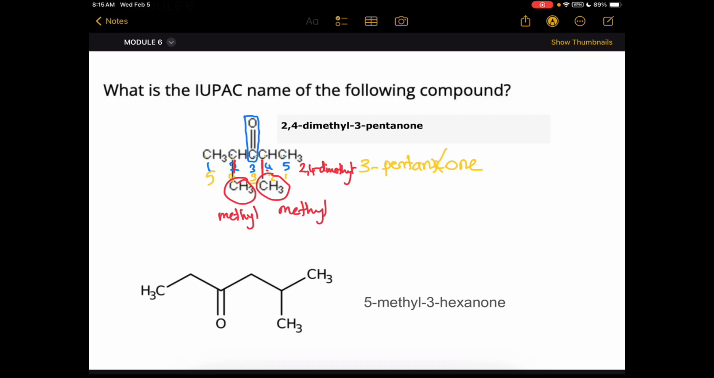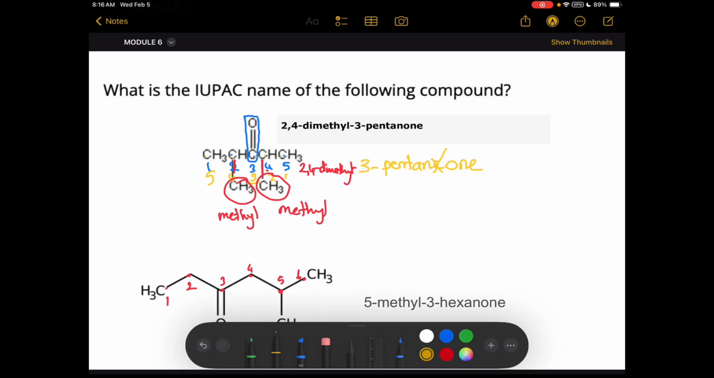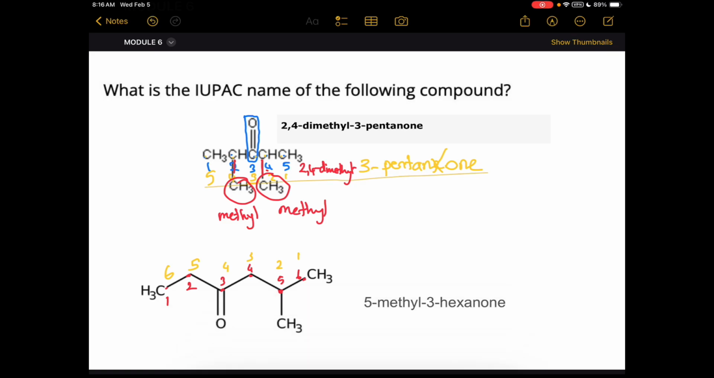Okay, next one. Let's start with numbering my compound. 1, 2, 3, 4, 5, 6 carbon. Okay, do I go from left to right, right to left? Let's see, 1, 2, 3, 4, 5, 6. And 1, 2, 3, 4, 5, 6. Which one should I go with? I want to bring my carbon to the lowest numbered carbon. So my carbon is right here. So then I have to choose 3 with the red numbering.